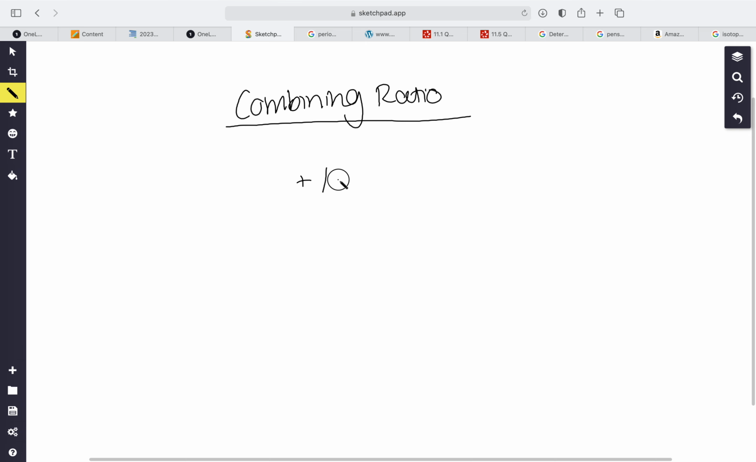So, combining ratios. This has to do with our last video, because we're going to be talking a lot about ions here, right? Just as a review, an ion is a positive or negatively charged atom or element, right, we'll write element/compound, because there's ionic compounds.